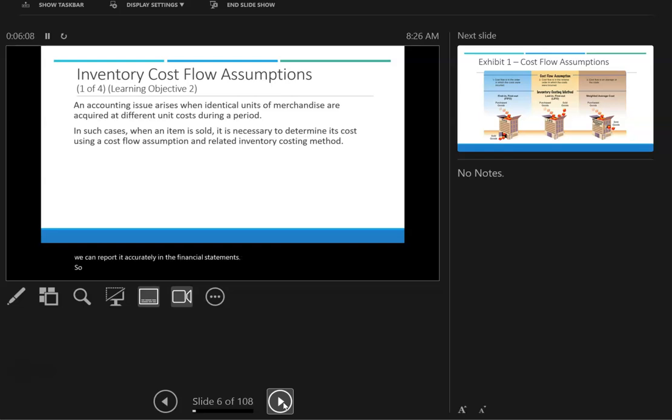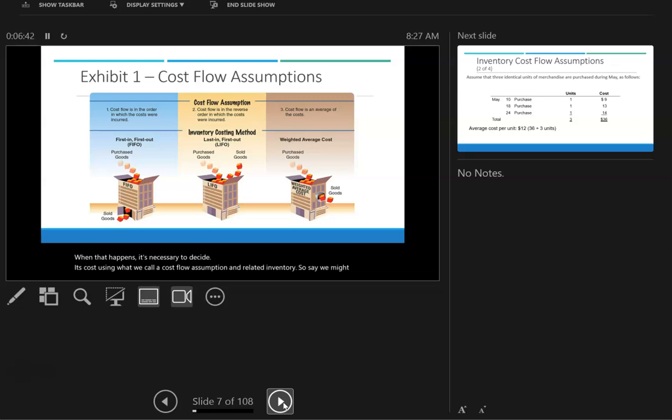So here we've got several assumptions pertaining to inventory. When identical units of merchandise are acquired at different unit costs during a period, there can become an issue. When that happens, it's necessary to decide its cost using what we call a cost flow assumption. So say we have an identical item and we have 50 of them, but we purchased some of those units at one price, some at another price, some at another price. What we need to do is decide how we are going to figure out the actual cost of that item. And there's three ways we can do it.